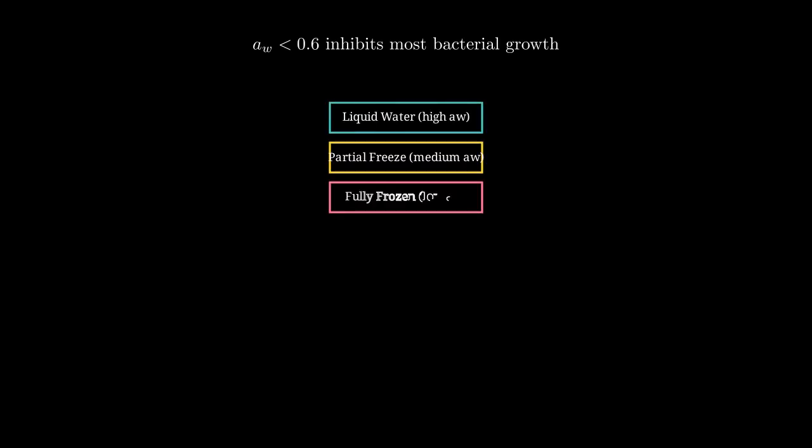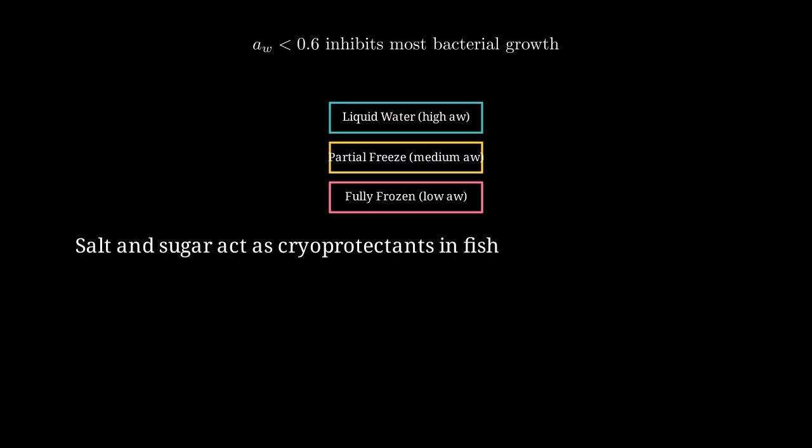Water activity decreases progressively as more water is converted to ice during the freezing process. Natural salts and sugars in fish tissue act as cryoprotectants, lowering the freezing point and protecting cellular structures. The freezing point depression equals the cryoscopic constant times the molal concentration of solutes.